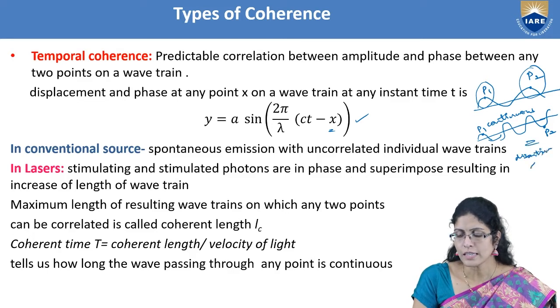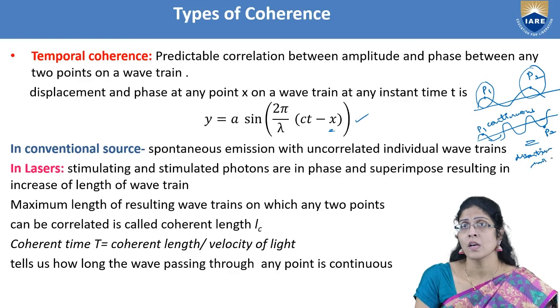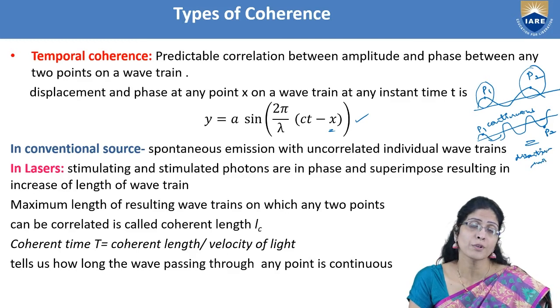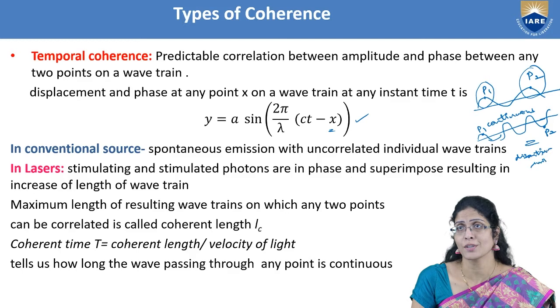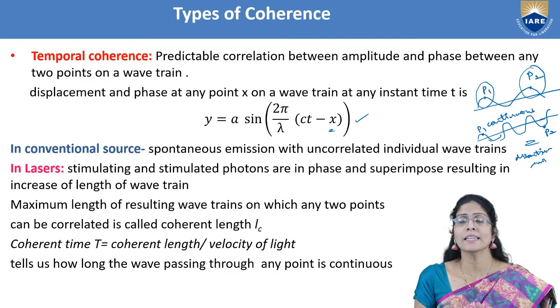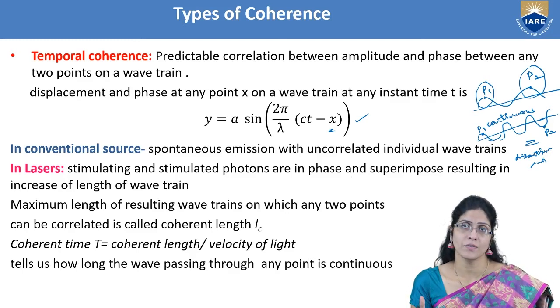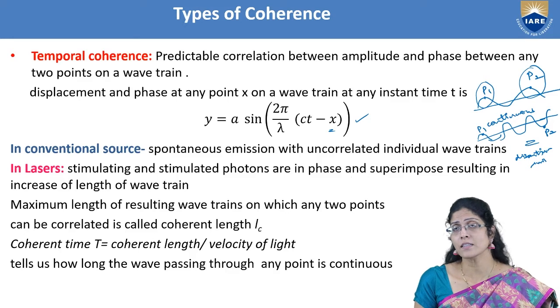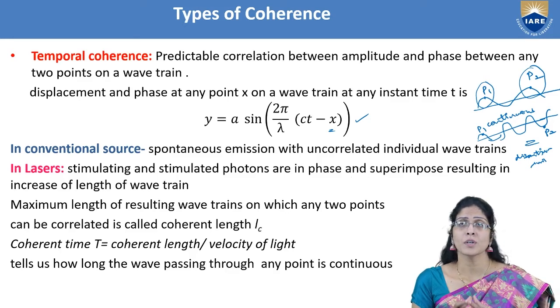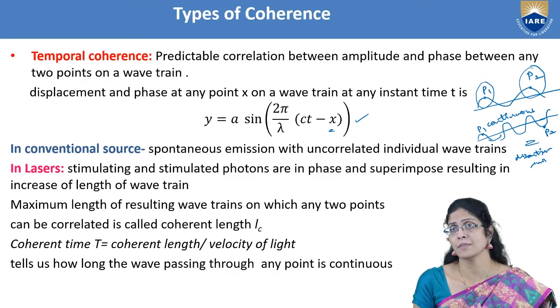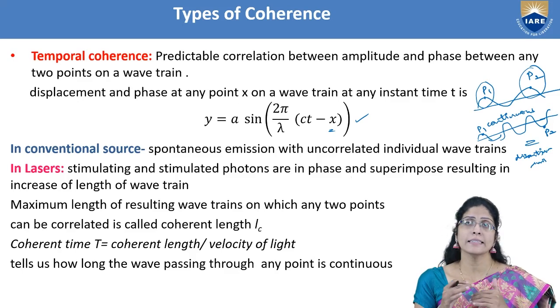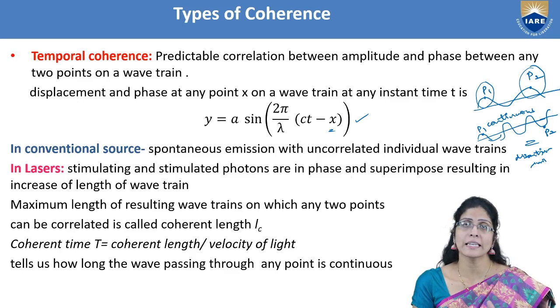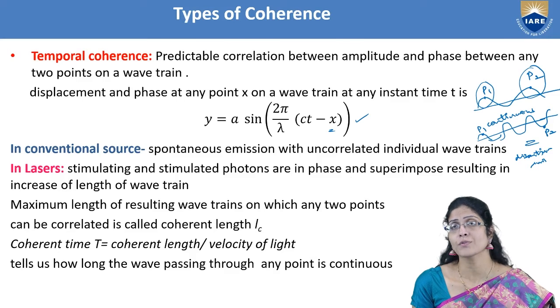This is what you see in conventional light sources, because those are produced by spontaneous emission. So you cannot correlate the individual wave trains in conventional sources. Whereas laser is produced by stimulated emission. When you observe a laser, the stimulating photons and the stimulated photons will be in the same phase, and they will superimpose, resulting in an increase in the length of the wave train.